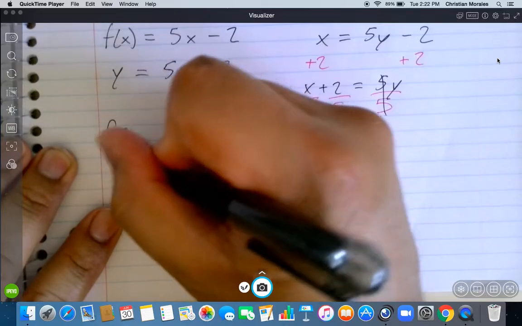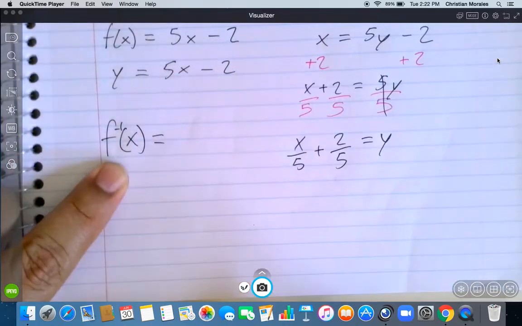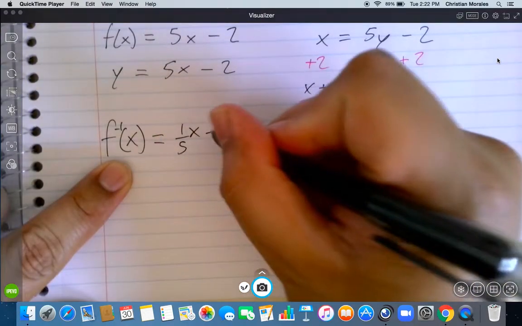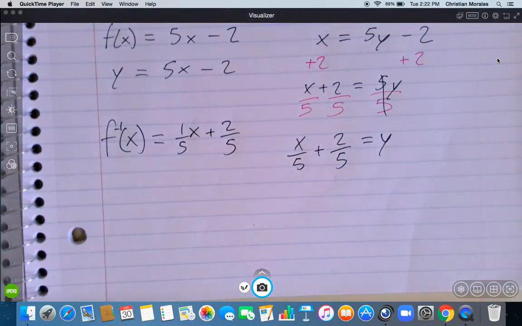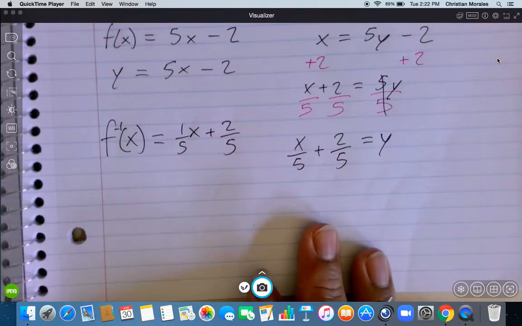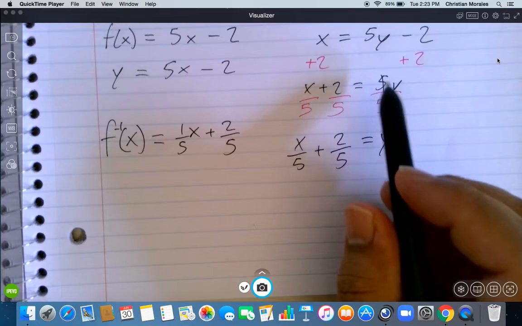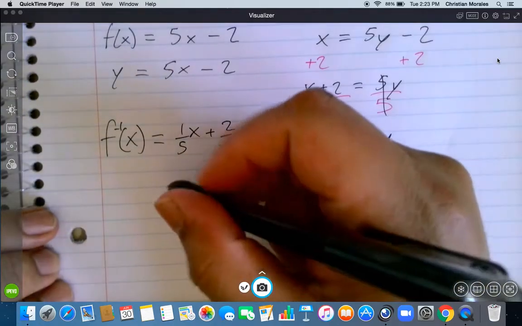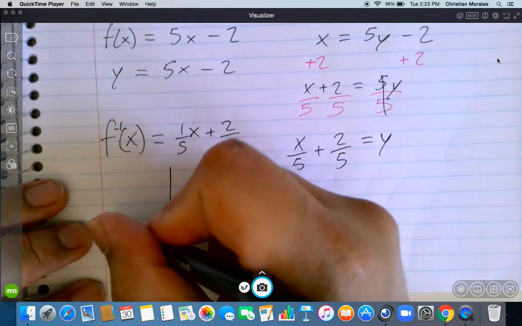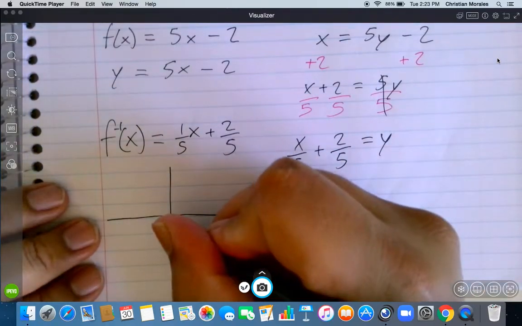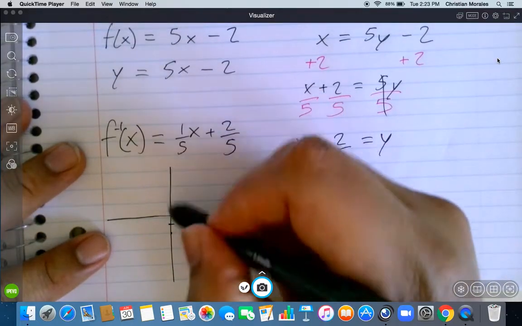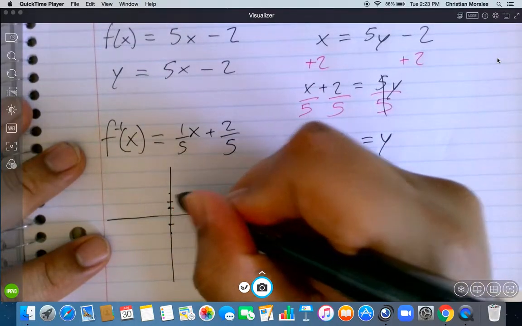So your inverse function is 1/5 x plus 2/5. And that's how you do an inverse function. You switch the variables and solve for y again. Okay. If I graph this one will be a little better. Sorry, because that first graph, I really feel it's a horrible graph. I apologize. But let's just say you have the first one, right? Negative 2. The slope is up 5 over 1. So 1, 2, 3, 4, 5 over 1.